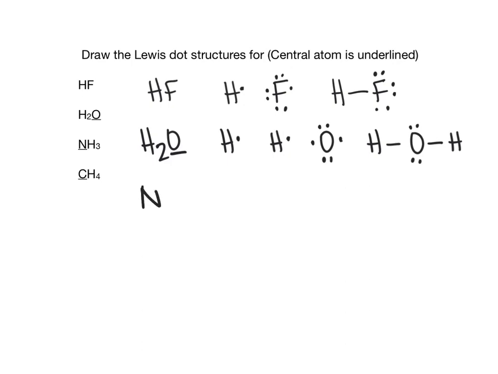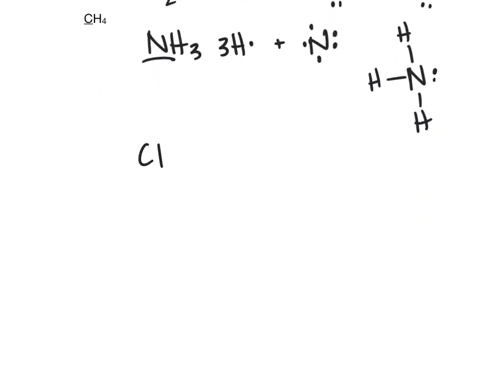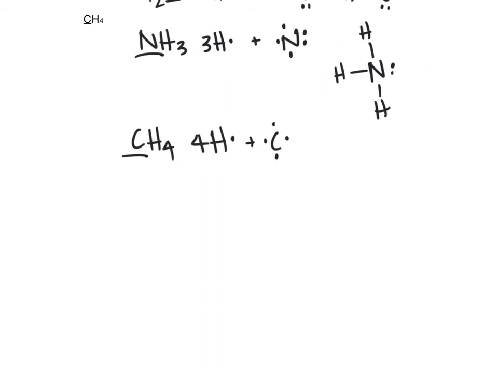So for ammonia, which is NH3, nitrogen is our central atom. We're going to have our 3 hydrogens plus nitrogen, which has a single lone pair. And so nitrogen would interact with 3 hydrogens just like this. And now let's look at methane, which is CH4. So we're going to have our 4 hydrogens plus carbon that has 4 valence electrons. When you put them together, we can see we will get 4 bonds.